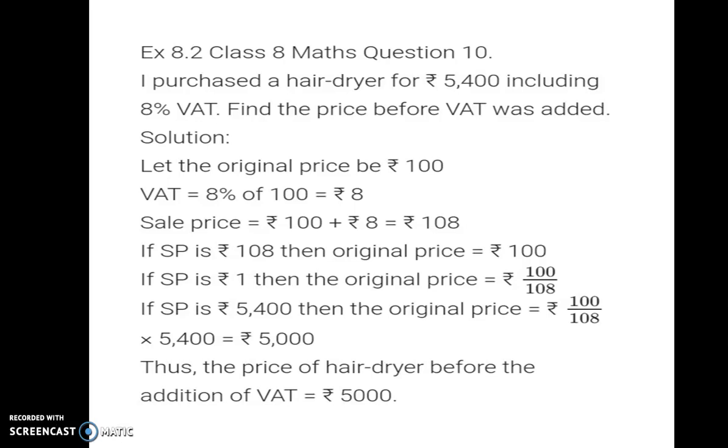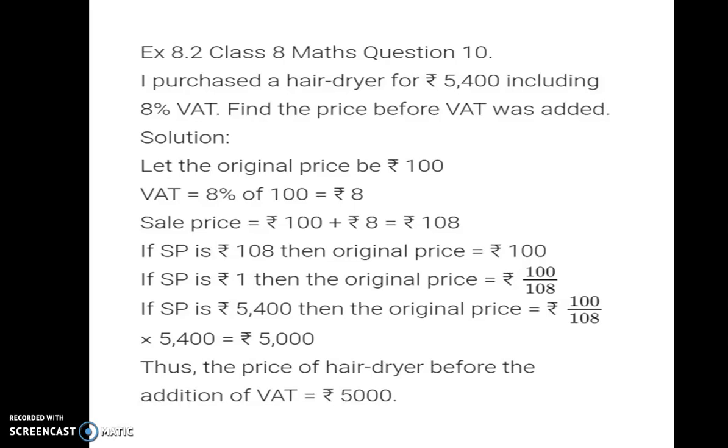Next is VAT. Children, VAT is value added tax. So VAT is 8% of rupees 100, so that is rupees 8. So sale price will be rupees 100 plus rupees 8, that is rupees 108. So if selling price is rupees 108, then original price is rupees 100. If selling price is 1, then original price will be 100 upon 108.